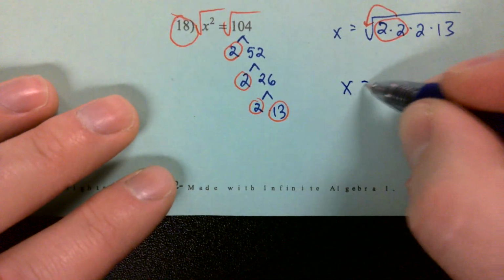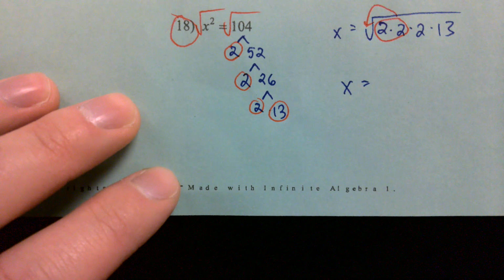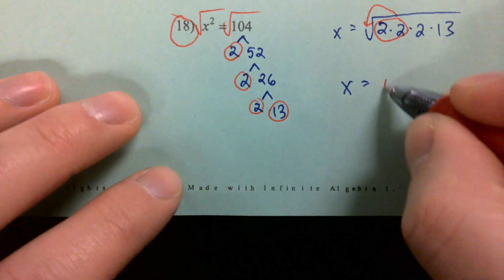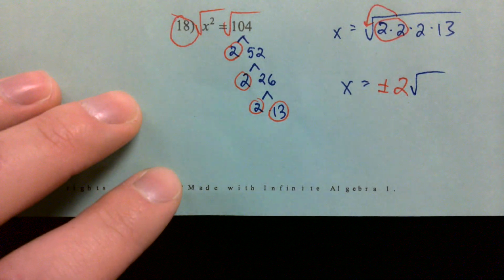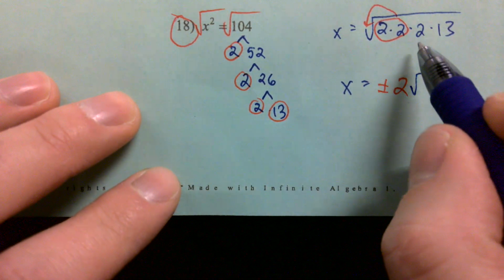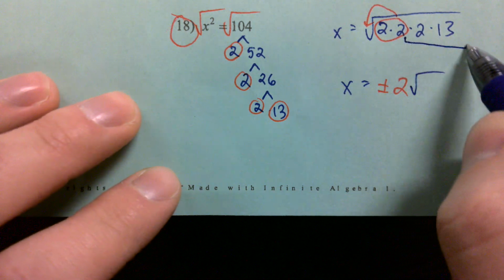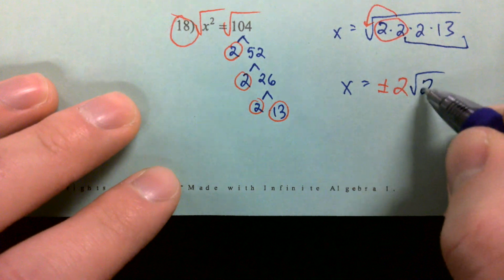Who can help me out? What's my x here going to be equal to? Final answer. Very close. What goes in front of the 2? Plus or minus 2 root. What do we have left over? We've got a 2 and a 13. I re-multiply them together and get, what do I get? 26.